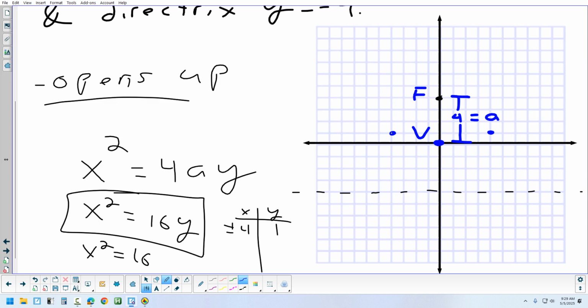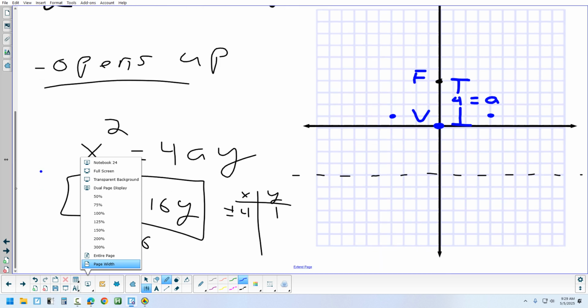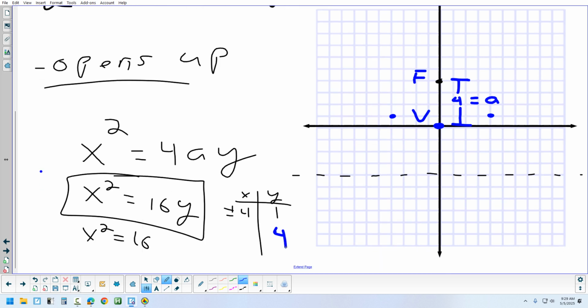It's pretty shallow. That's not really a lot of points, so I'm not going to be able to get a great sketch. I could plug in another one for y. If you plug in 4 for y, that gives you x squared equals 64, which means x would equal, yep, 8. So that's a little bit better. So we got 8, 4.